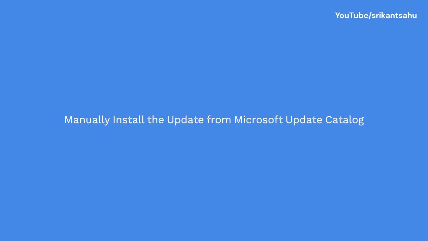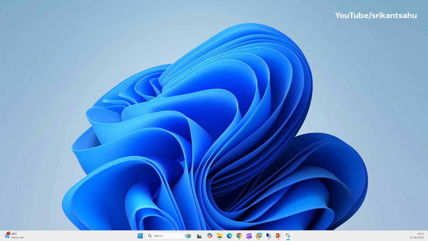If Windows Update can't fetch or install a patch automatically, downloading the exact update manually bypasses the internal updater and delivers the package directly. This is especially helpful for cumulative or security updates that fail through Windows Update due to internal misconfigurations, regional restrictions, or missing prerequisites.